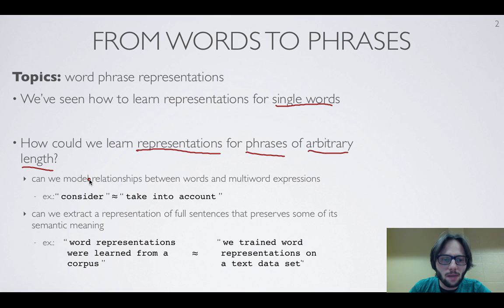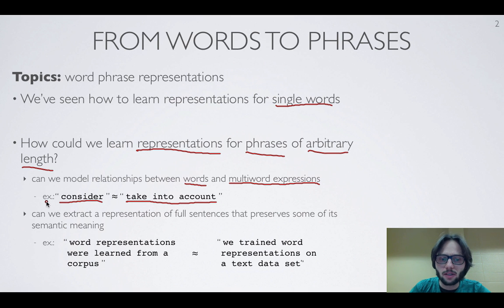So for instance, could we model the relationship between individual words and multi-word expressions which are equivalent? For instance, could we have a model that learns a representation for the word consider and also can output a vector representation of the phrase take into account, which is similar to that of consider, because effectively to consider or to take into account is essentially the same thing. They're related, essentially synonyms with respect to each other.